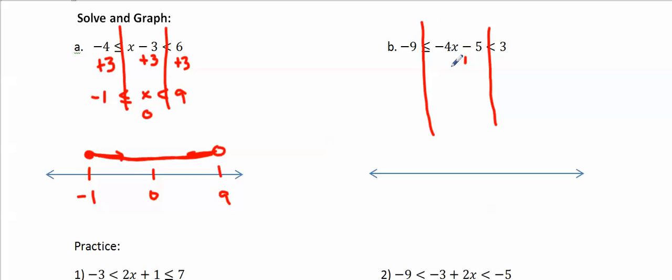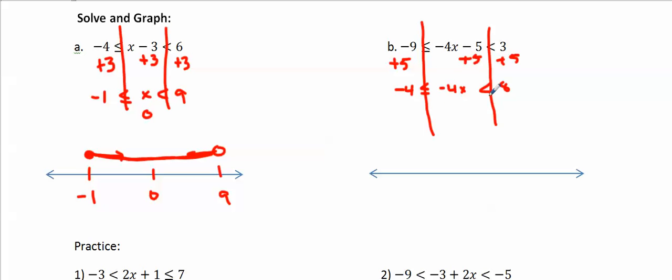Okay, so the first thing I got to do to get the x by itself is get rid of the 5. So I'm going to add 5 to both sides. Remember that adding 5 doesn't change my problem at all. So what you should have gotten was negative 9 plus 5 is negative 4. I'm sorry, it changes my problem, but it doesn't change my sign at all. So that stays less than. We get negative 4x less than 8.